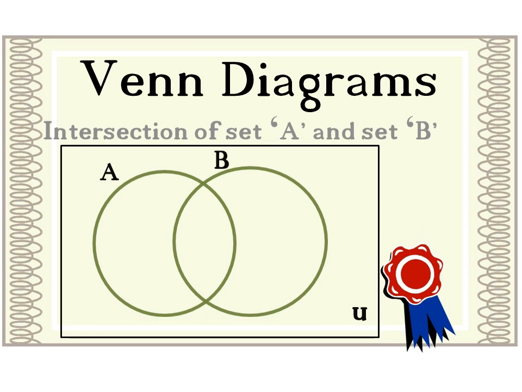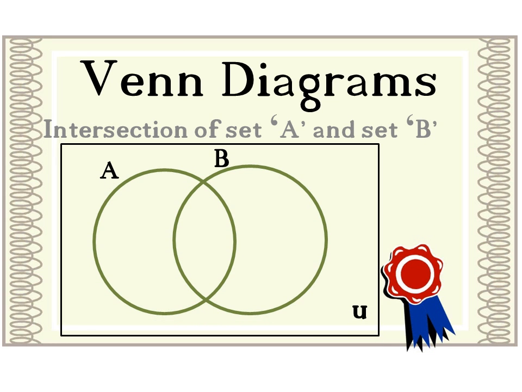The intersection of set A and set B is the area that is contained in both set A and set B. This is what set A and B have in common.